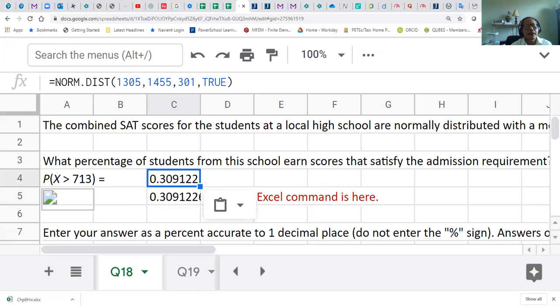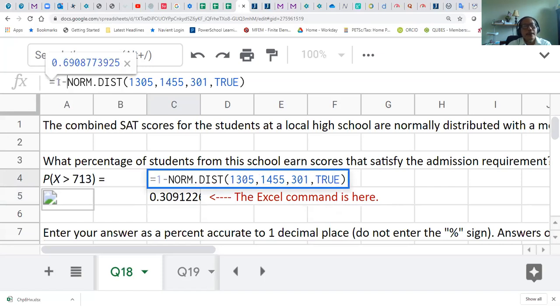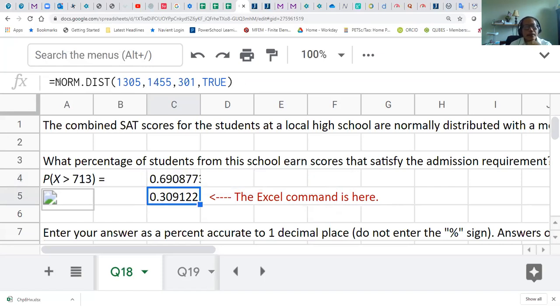Okay, so you need to subtract from 1 if you have greater than. But if you have less than here, I don't know what this is here. Let me erase it. Oh, this is the percentage.